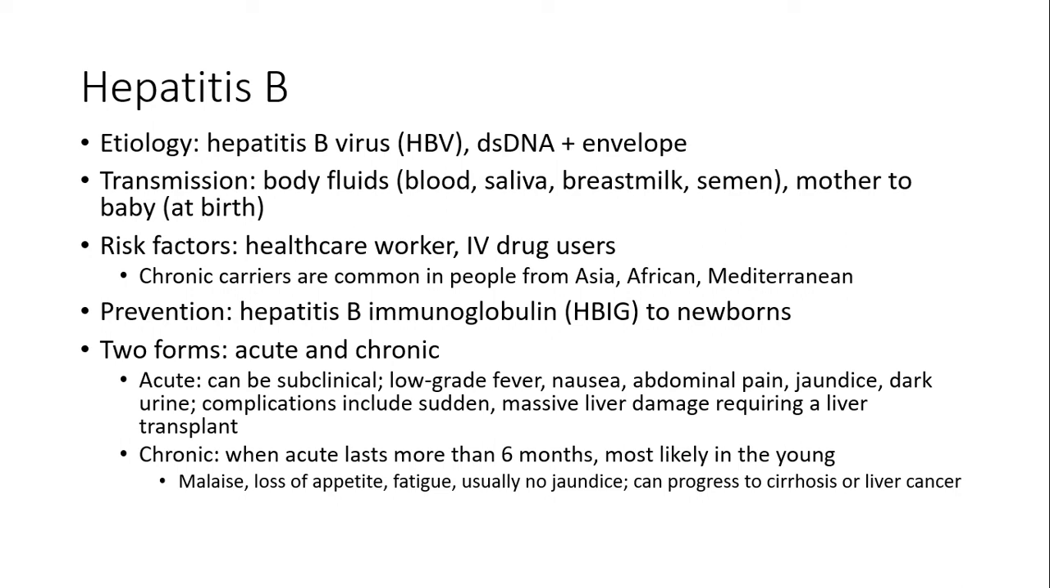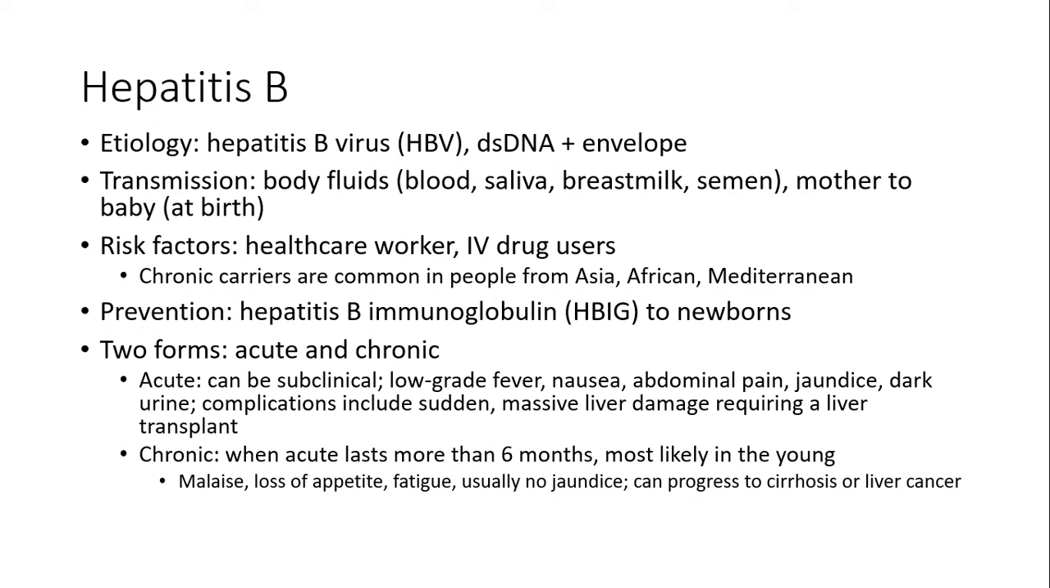So for this, chronic carriers are going to be more common in certain individuals, and this is really interesting, especially people from Asia, Africa, and the Mediterranean. There's a typo there, and I apologize. For prevention, we have a hepatitis B immunoglobulin to newborns that we can give, and then there are two forms of this. You can have an acute and a chronic infection.